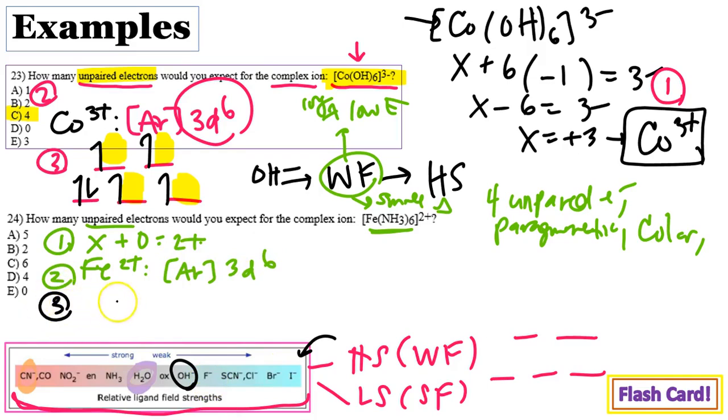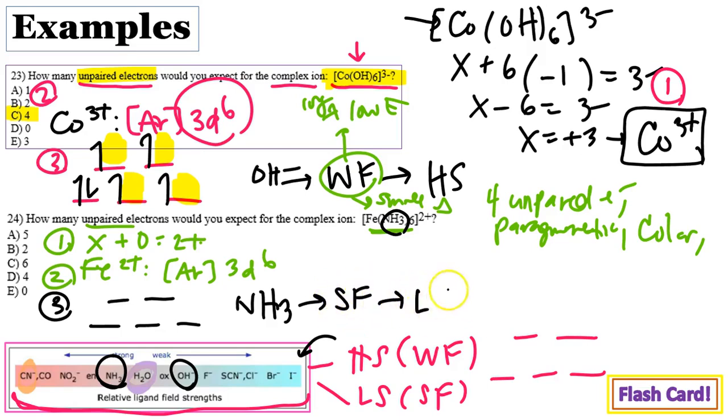Next, we are going to build up our d orbitals, and we're going to use the ligand attached, which is the NH3 ligand, to figure out how we're going to fill those 6 electrons in these d orbitals. So NH3 is here. It is a strong field ligand, so that means it's going to have low spin. That means that when we're filling these orbitals, let's go ahead and do that.